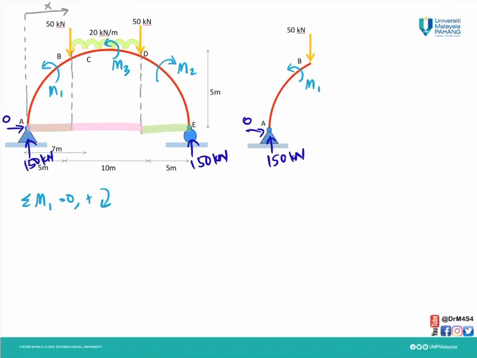Therefore, we have negative M1 plus 150 times X equal to 0. Because for this distance, we don't know yet, so up to X cross section at point B. So M1 is 150x. Since it's symmetrical, M1 equals M2.